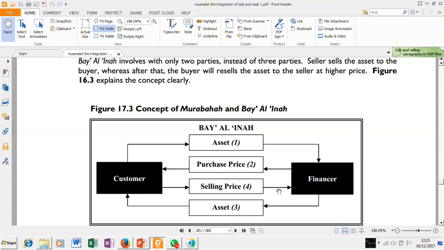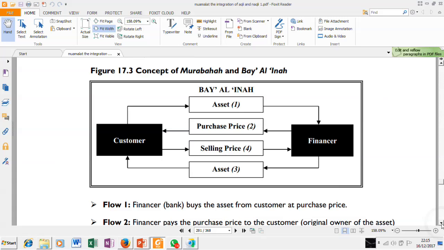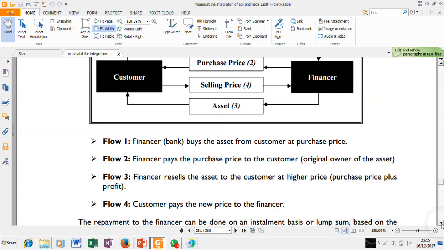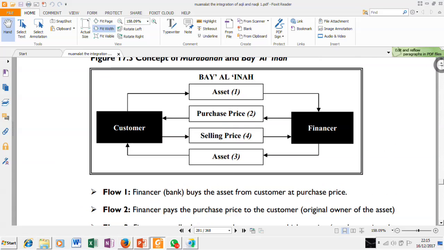Normally the selling price is lower than the purchase price. All right, so if you look at here, the repayment to the financial can be done on installment basis or lump sum based on the agreement between both parties. Now, why do you think that this is happening?